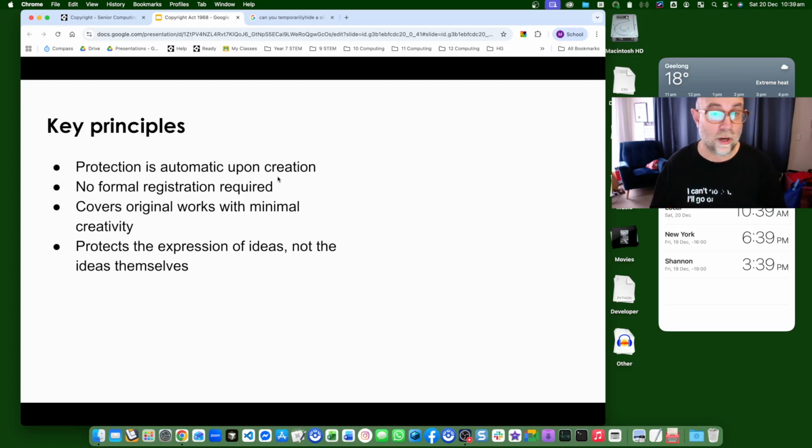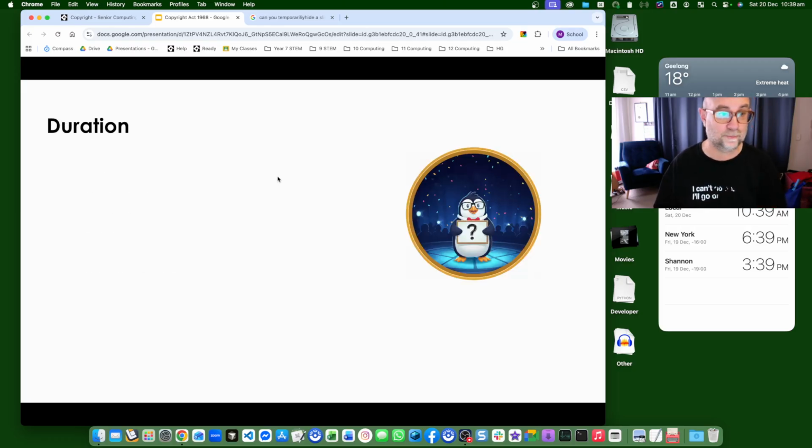So if I write a Hangman program, the code that I wrote, the expression of that idea, the design choices that I make, they are what's protected by copyright, not the idea of a Hangman game. As I said, there are other areas of law at play there, but it's about that song lyric about having your heart broken, not about the idea of having your heart broken.